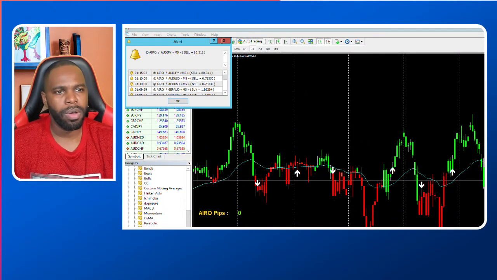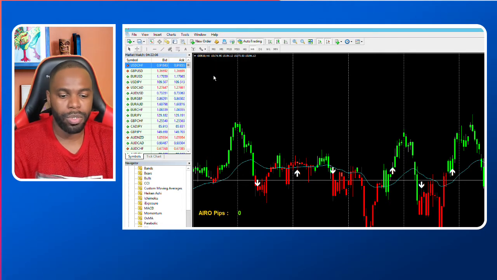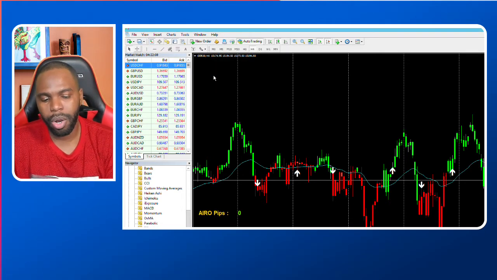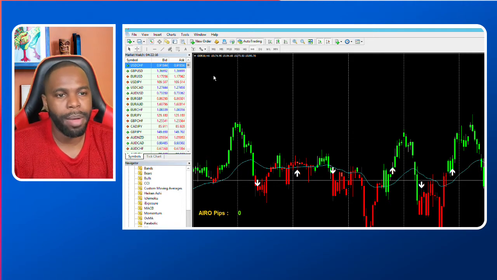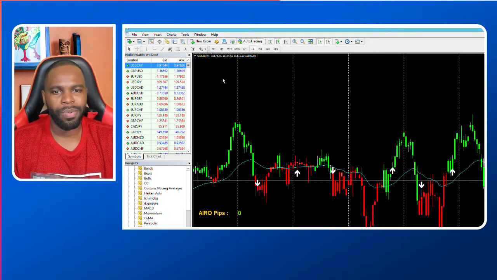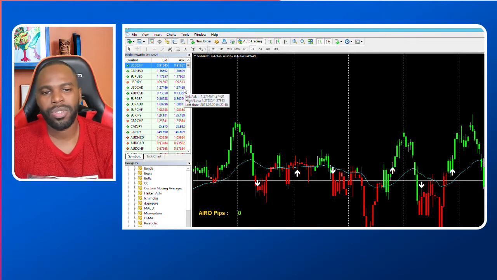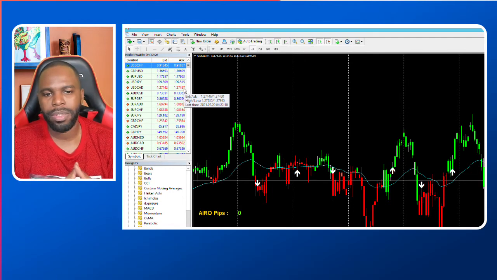You'll also get alerts on your computer when an AIRO pops up, and you can get alerts on your phone that show you when an AIRO pops up. We'll show you once you join. You'll know how to set all that up. Like I said, it's very simple and very easy, and I can also help you set this up if you need additional help.